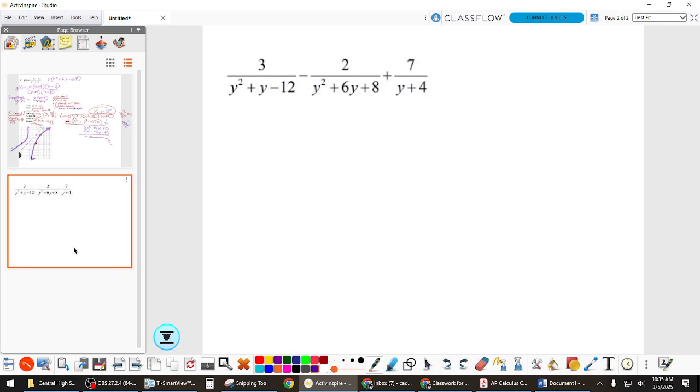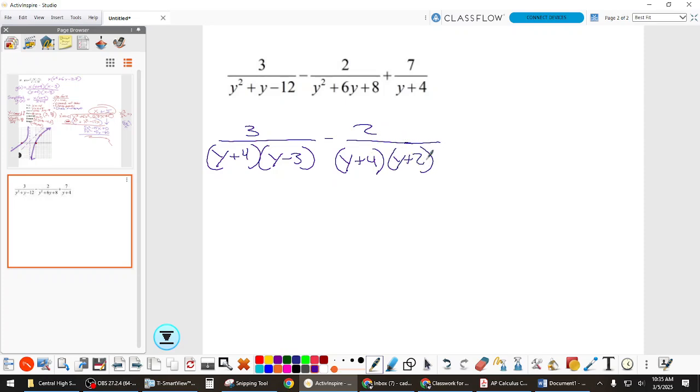All right, this kind, factor everything in the denominators. This doesn't factor in the numerator anyway, but factor denominators first. So this is y plus 4 and y minus 3 for this one. And then y plus 4 times y plus 2. And that one's already factored. I think it's sometimes helpful to see the pieces though with parentheses around them. Okay, so factor the denominators.